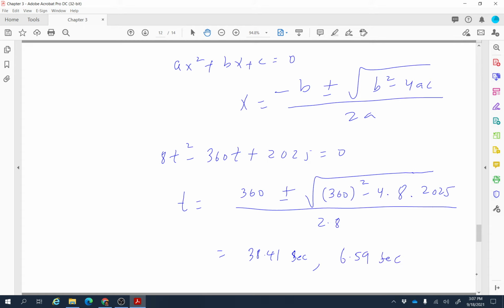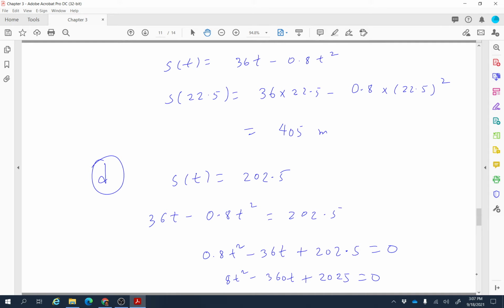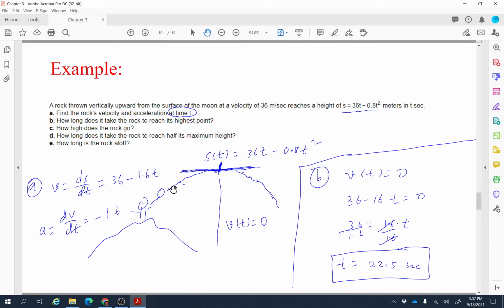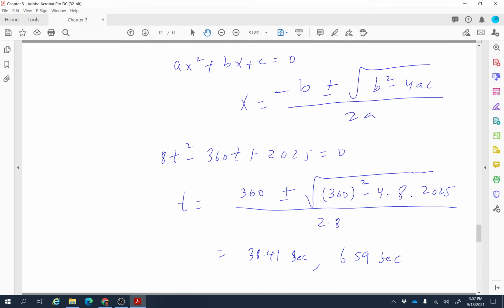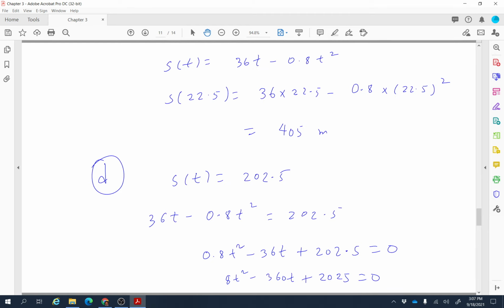So these are the two answers where the position would be half of the maximum height. At two times, this object would be at half of the maximum height, and that is possible. There are two times, maybe before it reaches the maximum height, and after it reaches the maximum height, at 2 points the object will be at half the height of the highest point. So that's the reason we're getting two different answers. Okay, so that's part D.